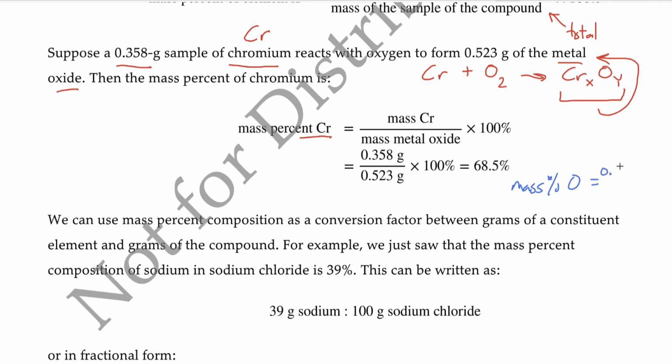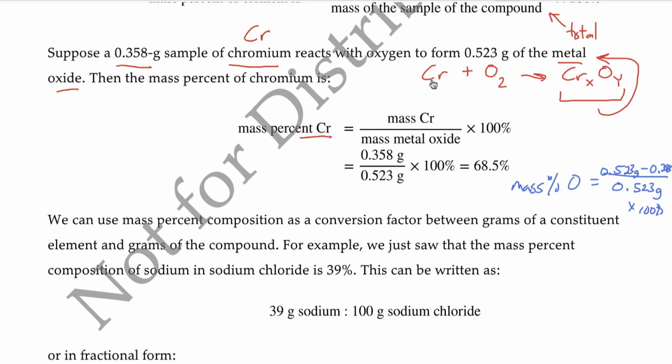I don't know if I have enough room here. 523 grams minus 0.358 grams. That's the mass of the oxygen over the total mass times 100. Now, I'm not going to do this calculation. I actually want to talk about the distinction between experimental versus theoretical. Okay, that's what I want to do here.